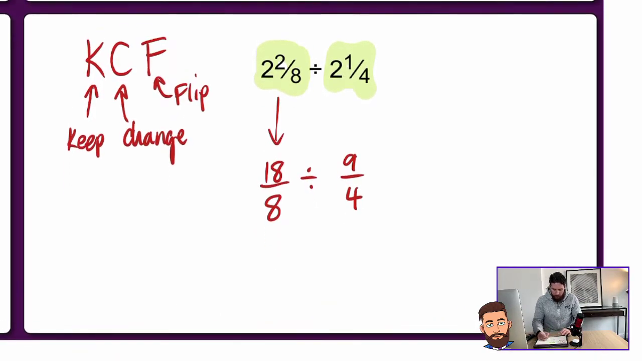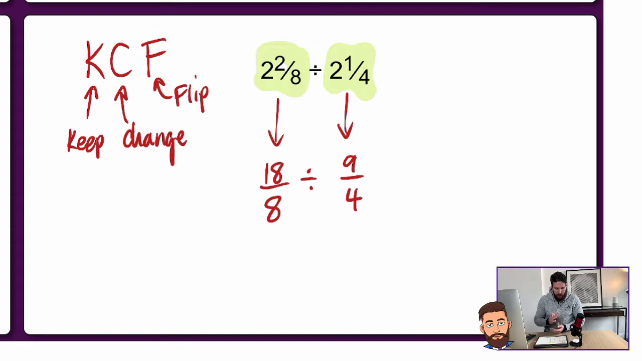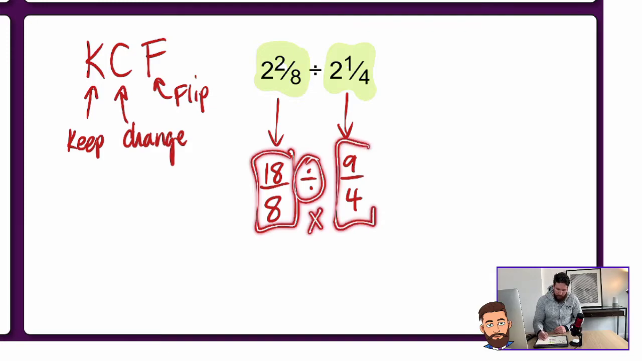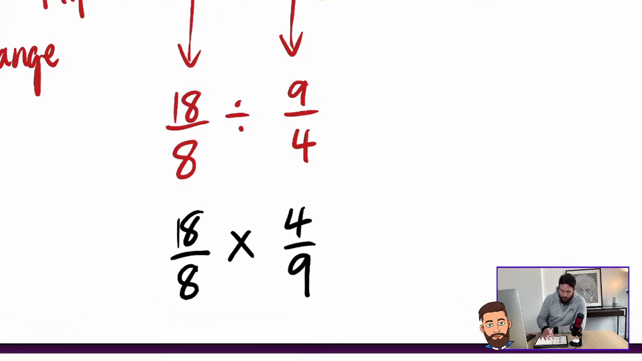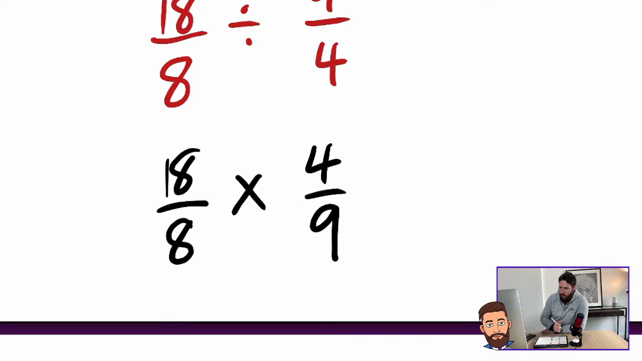Now we can do our KCF method, keep, change, flip. We're going to keep this, we're going to change this to a times, and we're going to flip this one. What does that give us? That gives us 18 over 8, because we're keeping it, times 4 over 9, because we are flipping it.